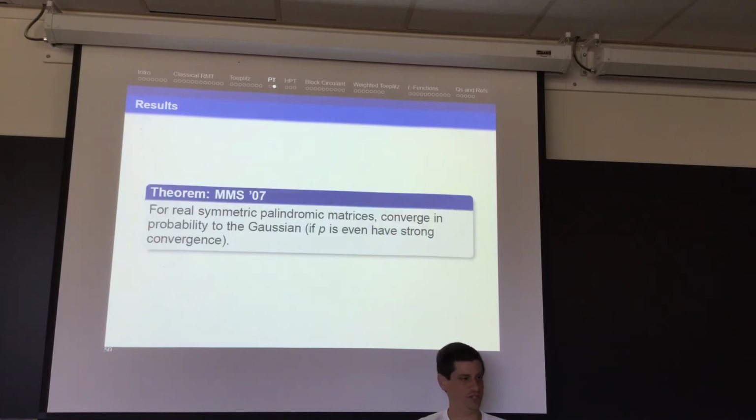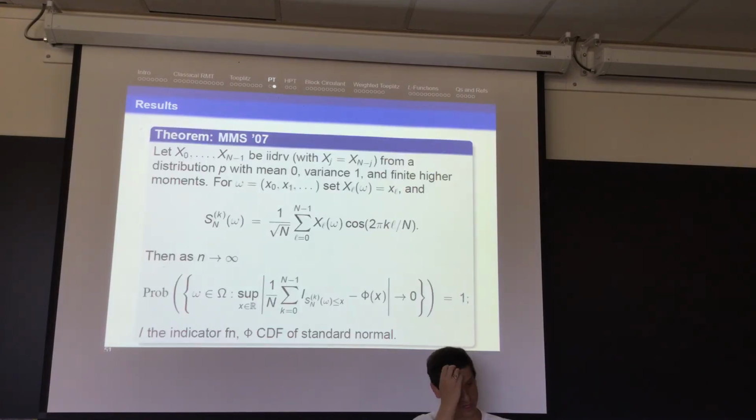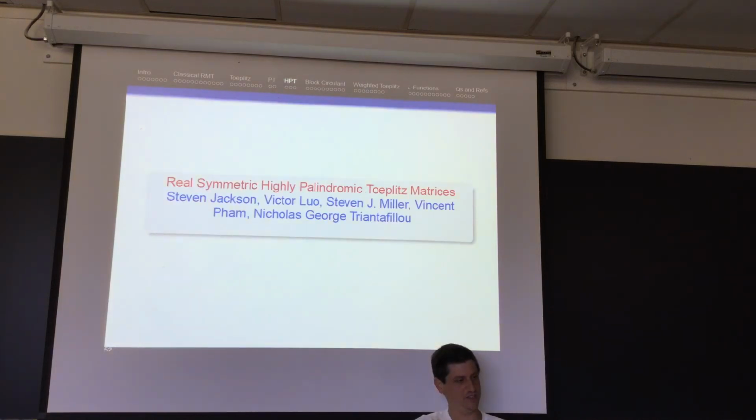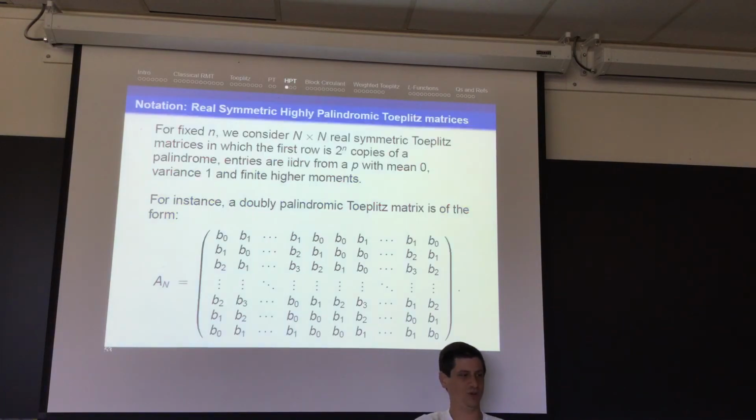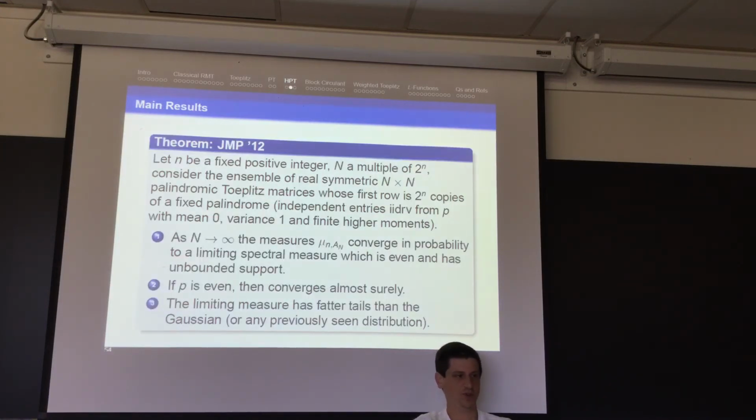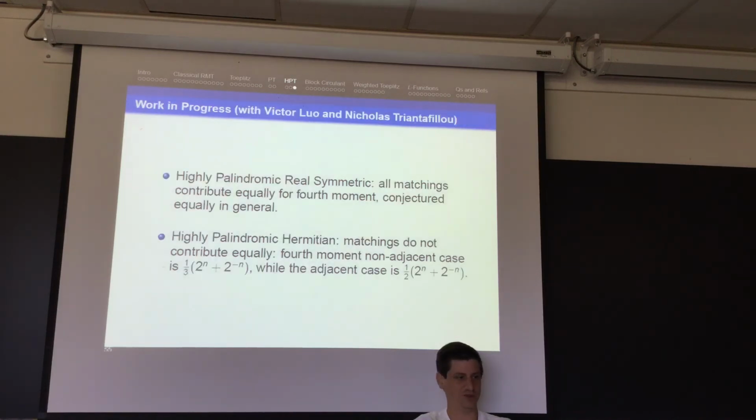So I'm not going to go through the details. You actually end up getting a central limit theorem out of this, which is kind of nice. So the real symmetric, highly palindromic Toeplitz matrices was, well, what if we make the first row a double palindrome or a quadruple palindrome? How does that affect the limiting behavior? What can you get? So I will just go through this. I'm not even going to say anything, but you can always hit pause or look at the slides because now it's over there.